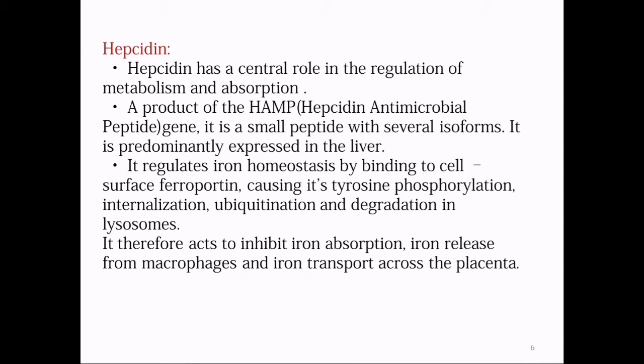Hepcidin has a central role in the regulation of iron metabolism and absorption. The product of the hepcidin antimicrobial peptide gene is a small peptide with several isoforms. It's predominantly expressed in the liver. It regulates iron homeostasis by binding to cell surface ferroportin, causing its tyrosine phosphorylation, internalization, ubiquitination, and degradation in lysosomes. It therefore acts to inhibit iron absorption, iron release from macrophages, and iron transport across the placenta.